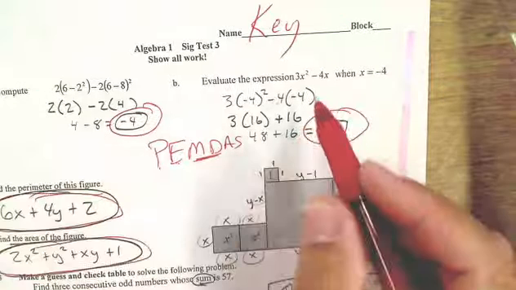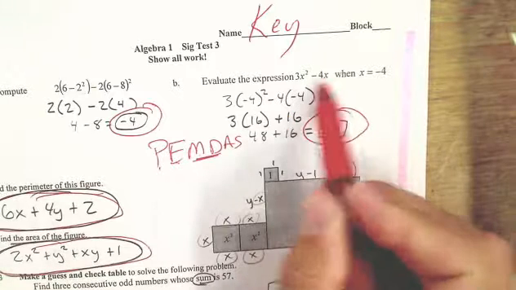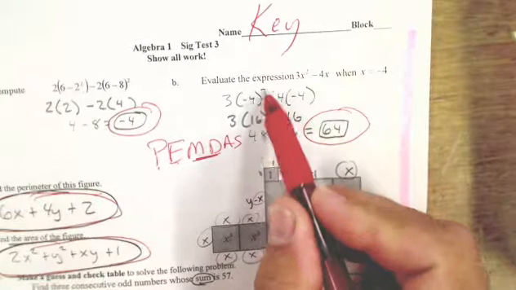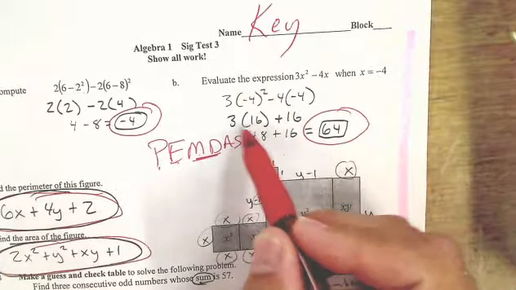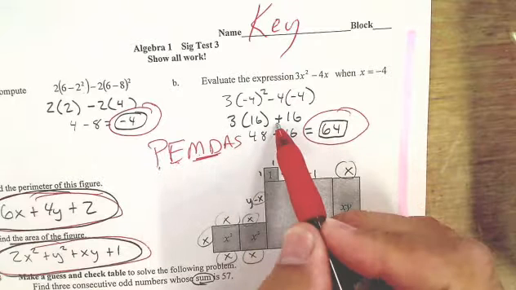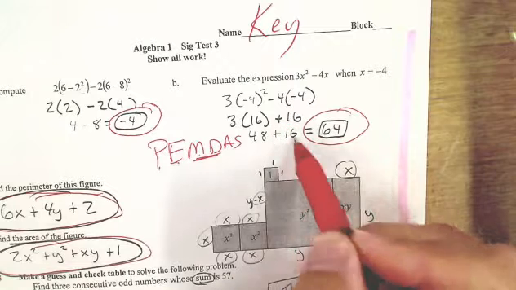A lot of people got this one right, so I'm not too worried about this one. Plug in the negative 4 for both x's. I must square it first, so that gives me a big fat 16, and then 16 times the 3 gives me the 48. Negative times negative makes that a positive. That's where most people made their mistake, and you got 32. So add them together, you get 64.